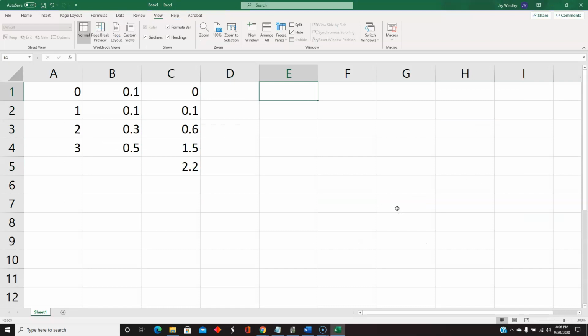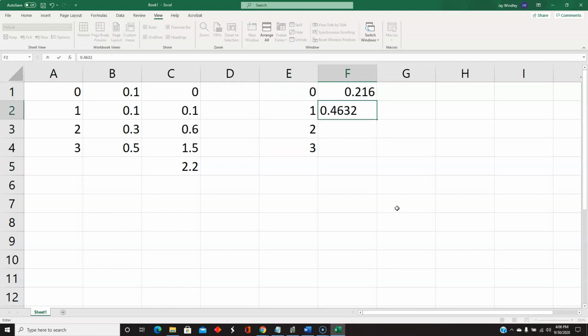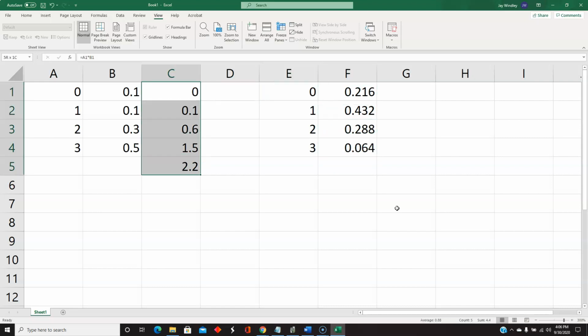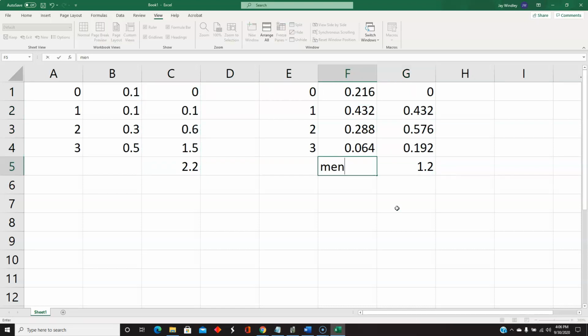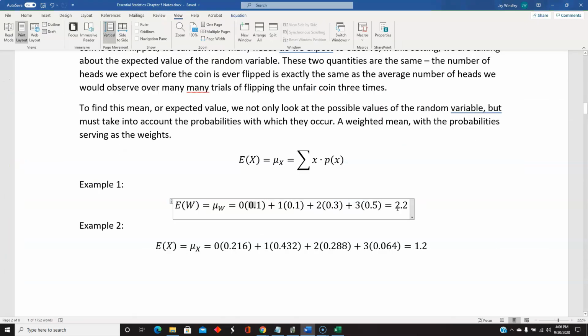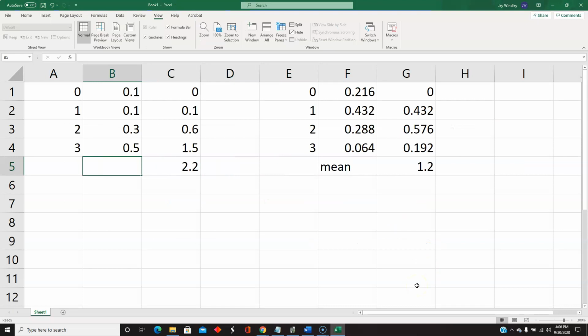And in our other example, we had 0, 1, 2, and 3 with probabilities of 216, 432, 288, and 064. And once again, we can multiply those together and add up those products, and we'll get a mean of 1.2, which should be the same mean we got over here in the notes, doing it by hand, so to speak.